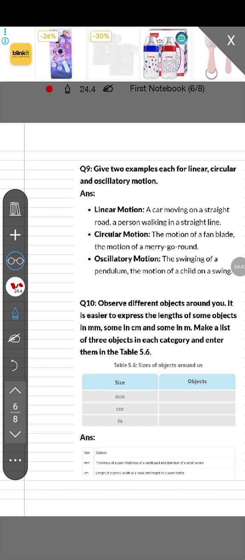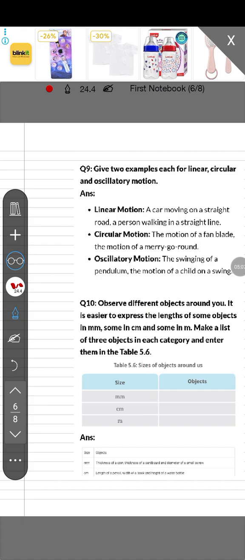Now moving to the next one: give 2 examples of linear, circular and oscillatory motion. Linear motion: a car moving on a straight road and a person walking on a straight road. Circular motion: the motion of a fan blade or the motion of a merry-go-round. Oscillatory: the swinging of a pendulum or the motion of a child on a swing.